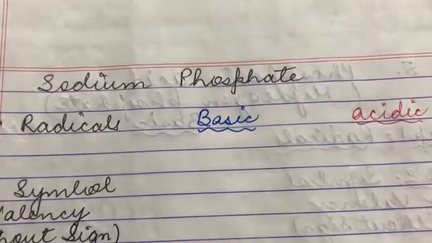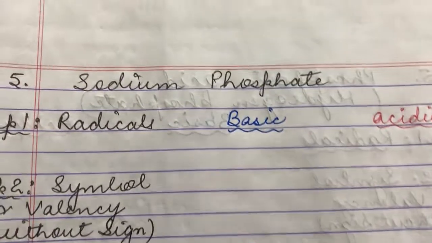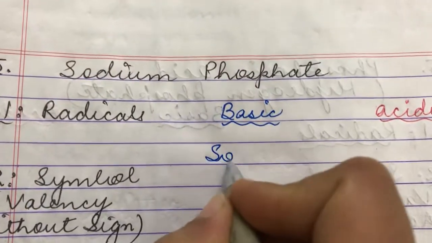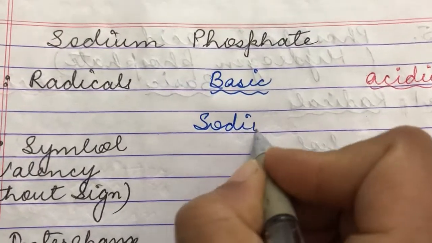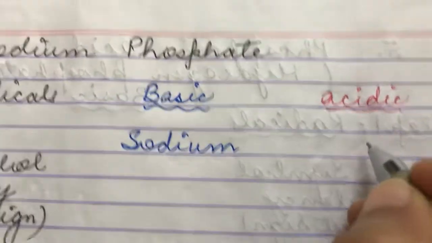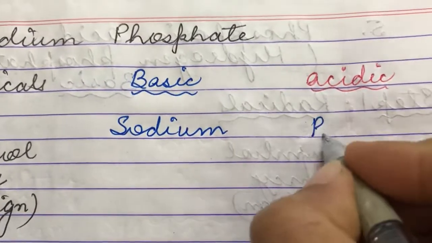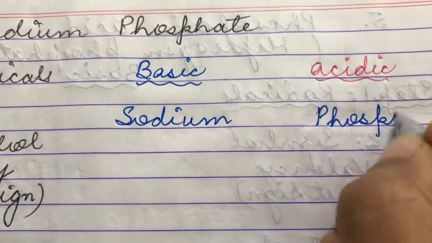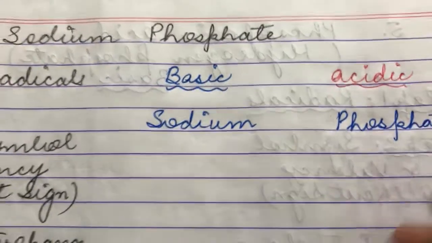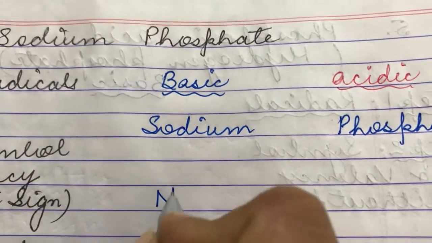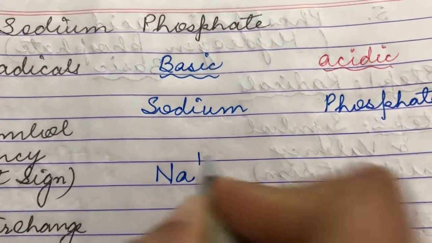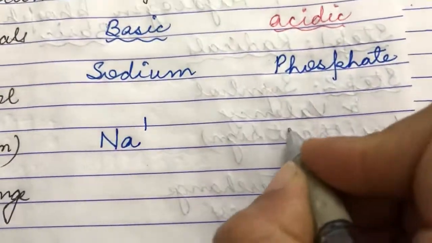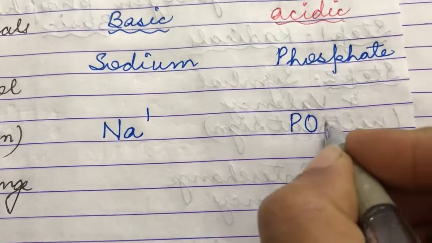Let's take the next example, sodium phosphate. Here sodium is the basic radical in sodium phosphate, and the acidic radical present is phosphate. Now the symbol and valency of sodium. Sodium has a symbol Na, its valency is 1. We write 1 in the superscript. Phosphate is P capital O capital, 4 in the subscript.